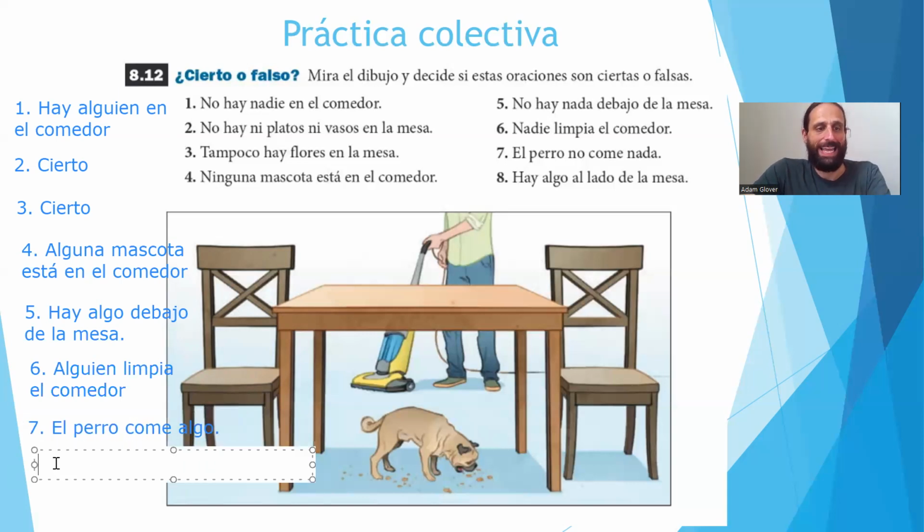Number eight. Hay algo al lado de la mesa. Is that true or false? That is true, so no need to correct it. Hay dos sillas al lado de la mesa.